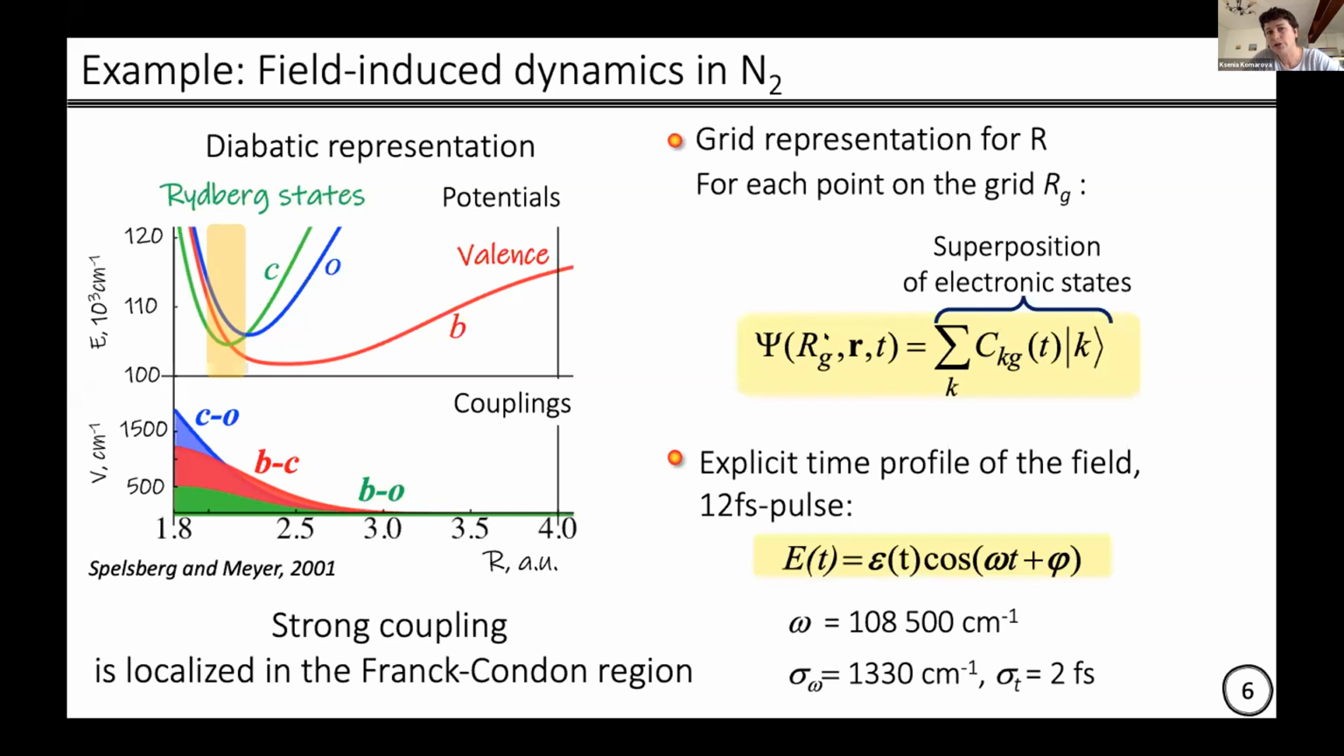As for the machinery, we use quantum dynamics on the grid. For each internuclear distance R, in atomic units, we assign a coefficient for each electronic state. K is the index of the electronic state, G is the index of the grid. So we represent our time-dependent wave function like this, put it in the time-dependent Schrödinger equation and solve it using Runge-Kutta propagation in time. The field is taken explicitly by the time profile with a Gaussian envelope and the optical carrier. In this case, it was a 12 femtosecond pulse, which has almost an eV of bandwidth, and it is centered so that all three states can be accessed.